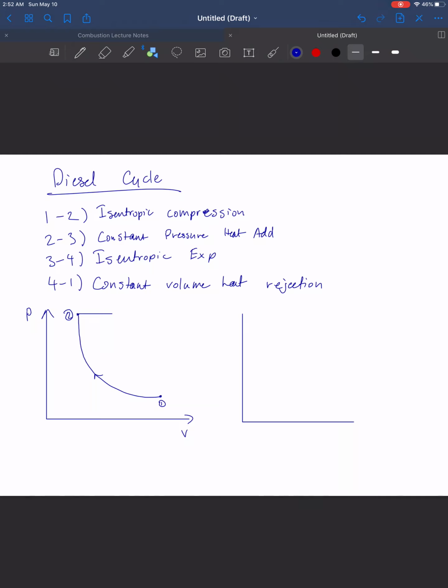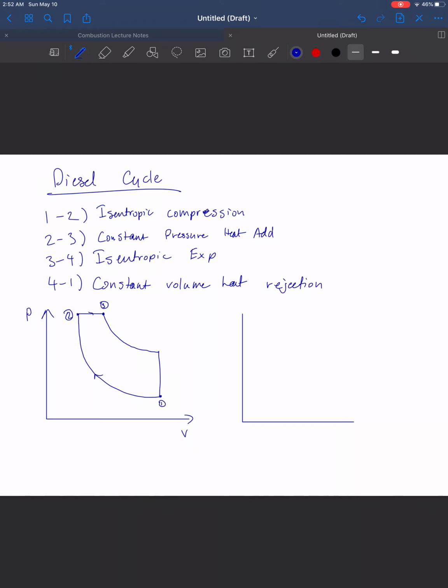Then we're going to have our constant pressure heat addition, right? I think generally these might be a little bit bigger. So that's our constant pressure heat addition. And we can see that the pressure doesn't change from 2 to 3, right? Cool. Then we end up getting something like this, which is our isentropic expansion, right? Then we have our constant volume heat rejection.